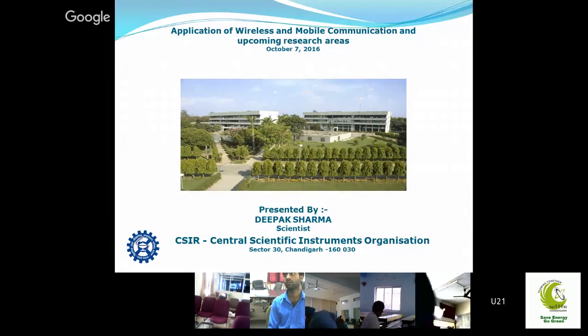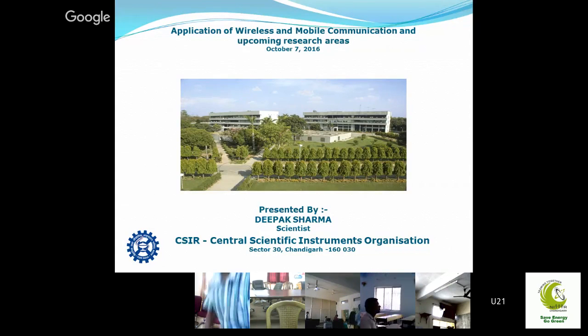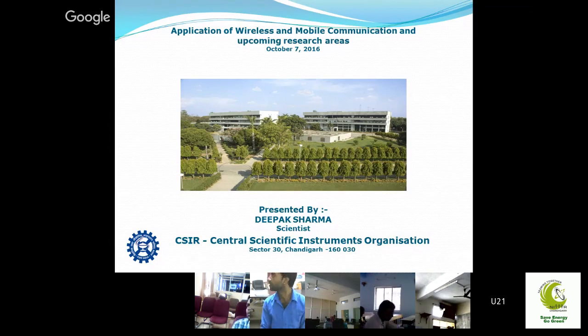Hello everyone. I am Deepak Sharma, scientist from CSIR, Center of Scientific Instrument Organization, and currently I am working in the area of ICD, and my research area is wireless sensor network. Earlier I have worked with Tata Consultancy Services Limited. I work on various mobile and base station simulators. I have also worked on satellite constellation simulators. So today I am going to discuss application of wireless and mobile communication and upcoming research areas.